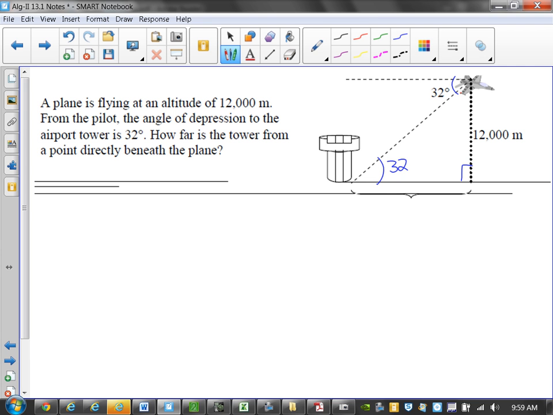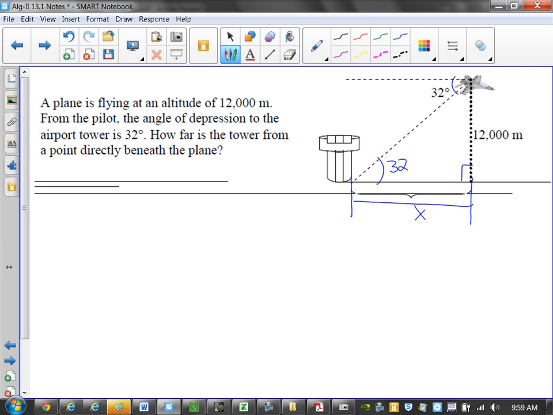58, good. Do I need that? But you're fine if you had to solve the whole thing out. But if he just wants to know how far away something is, you're looking at this distance here. What trig function are you going to use to solve that? Tangent. Very good.